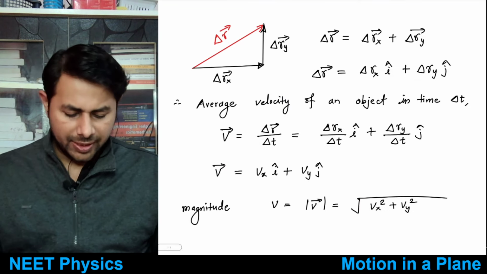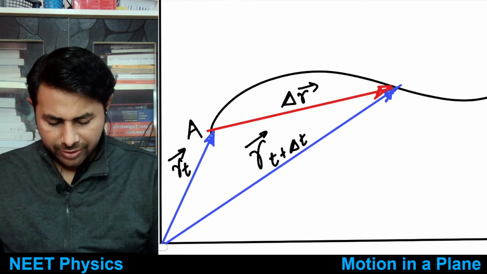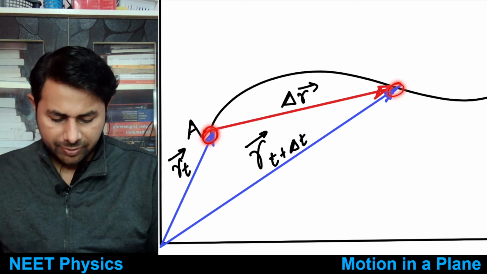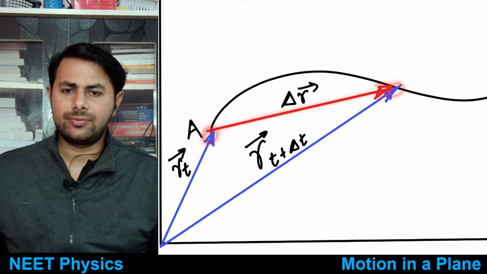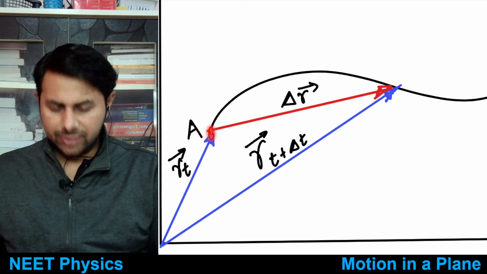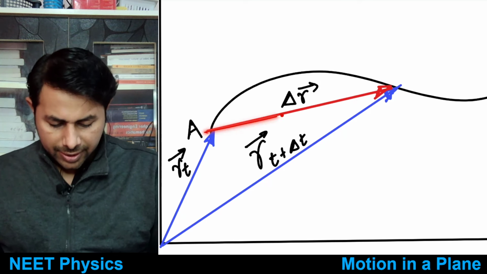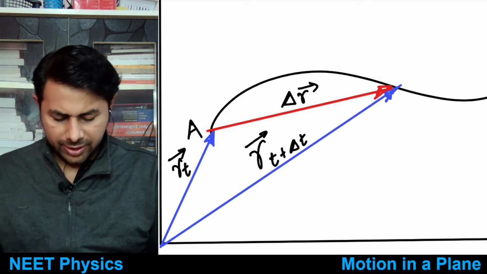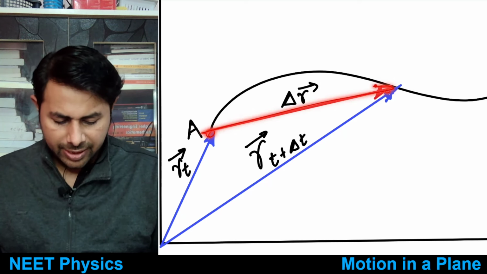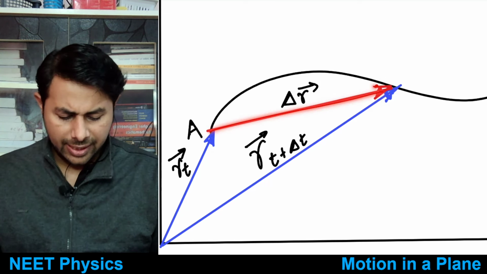What will be the direction of average velocity? If you want to find out the direction of average velocity from this point to this point, it will be along this straight line. Instantaneous velocity at this point and at this point would be different. The direction of average velocity between these two points will be directed like this.